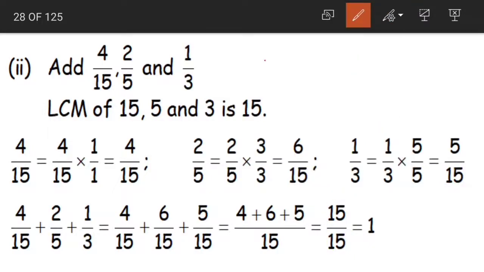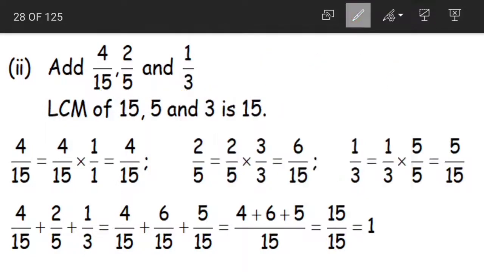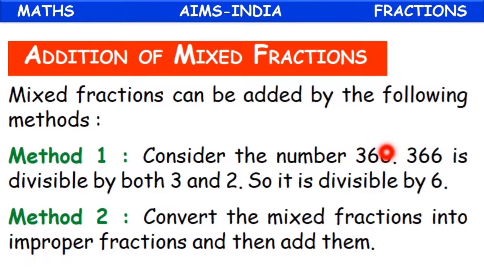So what will be our final conclusion? 4 by 15 plus 2 by 5 plus 1 by 3. The fractions given in the question, when we add them, our final answer is 1. Understood how to add both like fractions and also unlike fractions.